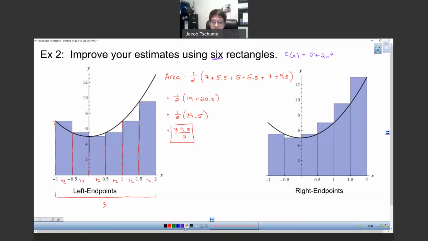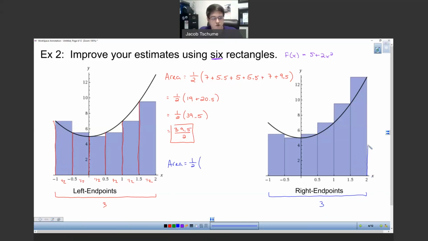Now, doing the exact same idea, so I'm going to go a little quicker through this one. Do right endpoints. So you're doing the exact same interval. -1 to 2 is a width of 3. You're going to divide this up into 6 rectangles, but this time you're going to use the right-hand side of each interval. So if you go from right to left here, the interval from 1.5 to 2, you're going to use that 2. So let me start the area problem off here. You still have the common width of 1/2 all the way across.